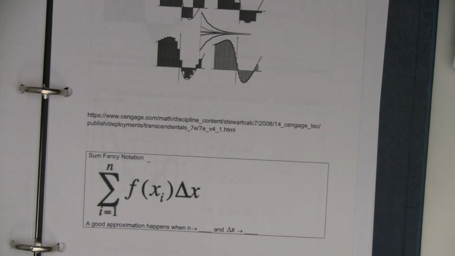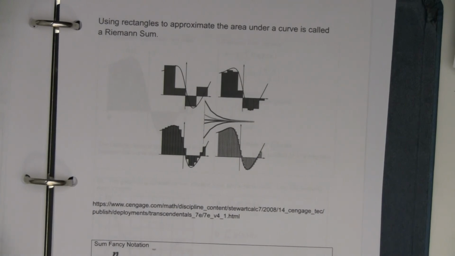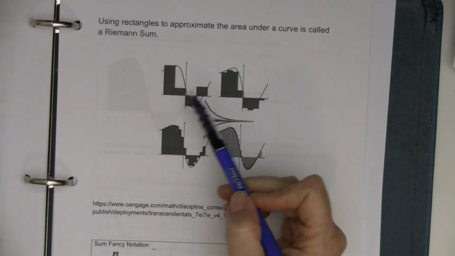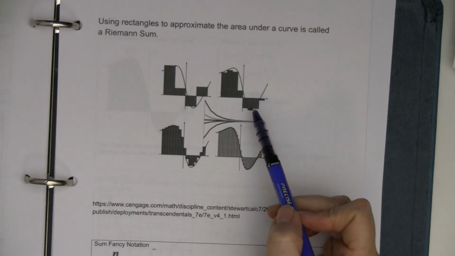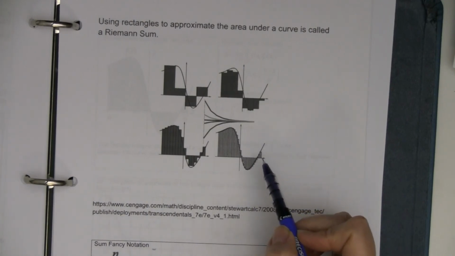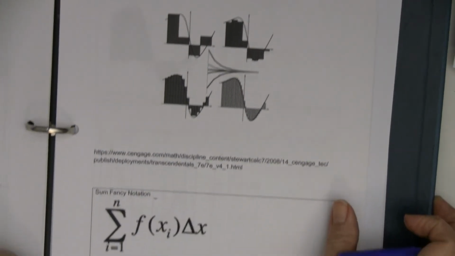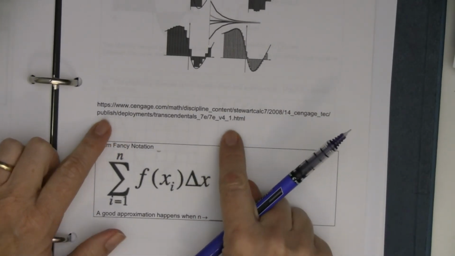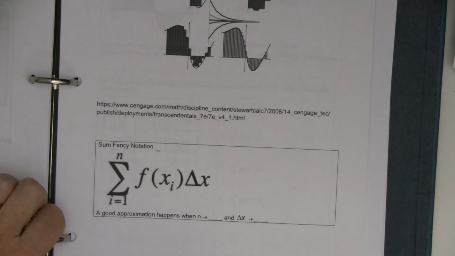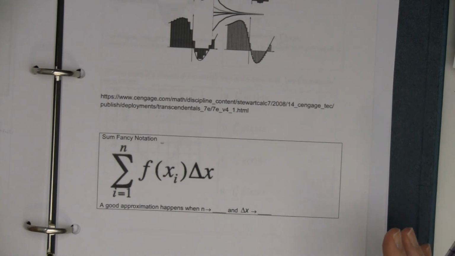Using rectangles to approximate the area under a curve is called a Riemann sum. And what really helps is to have more rectangles. So having just 1, 2, 3, 4 rectangles didn't do that good of a job. Having more rectangles did a little better job. Having even more rectangles did a better job. And having even more rectangles did an even better job. This is an interactive thing in Cengage, and you can make it do this and have however many rectangles you want.